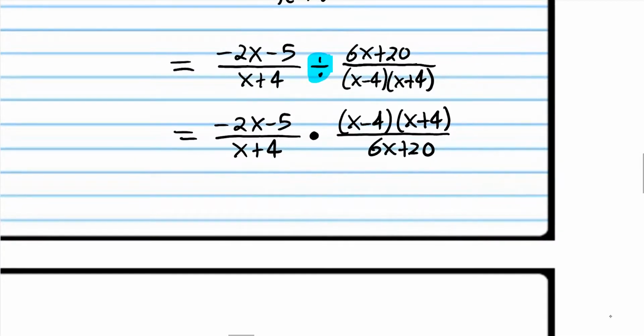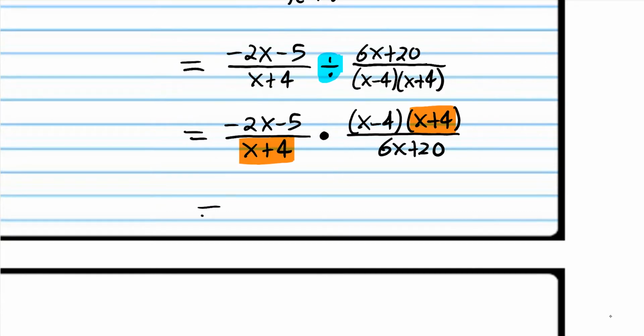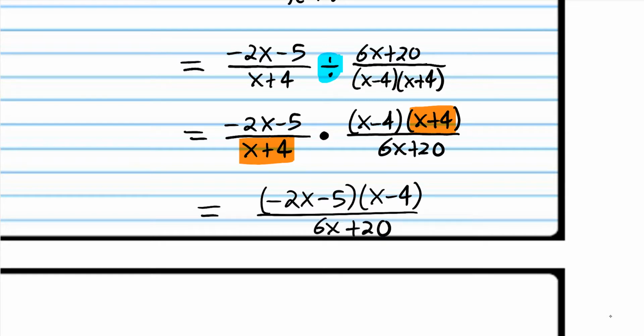So notice now we're multiplying fractions, and notice we have an x plus 4 in the top and an x plus 4 in the bottom. And so we can just combine everything else. We have negative 2x minus 5 times x minus 4 all over 6x plus 20, and that's it. That's all we have to do.